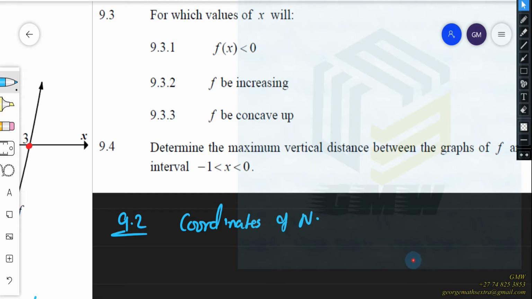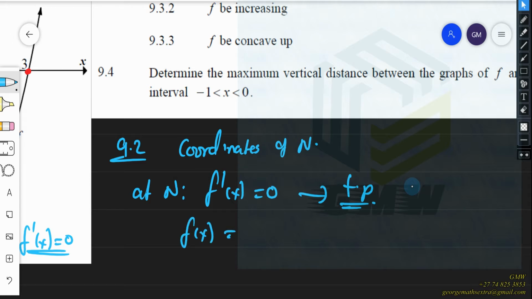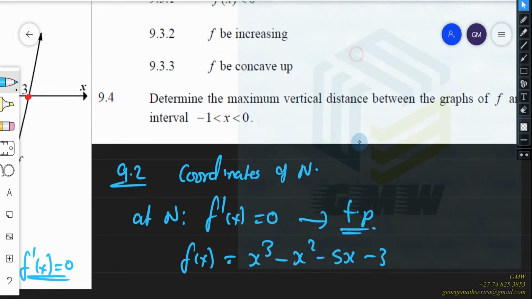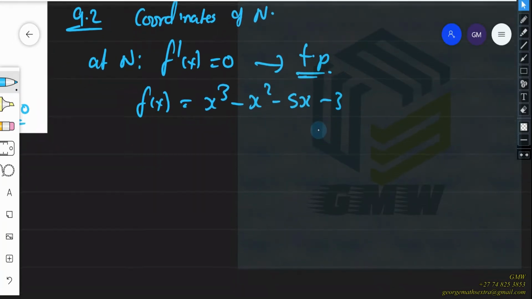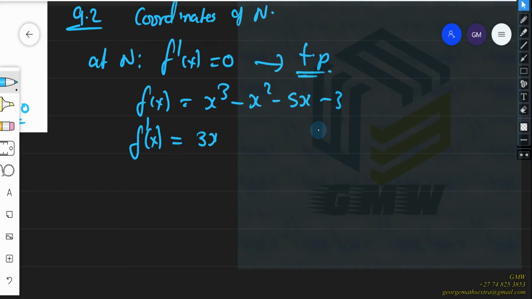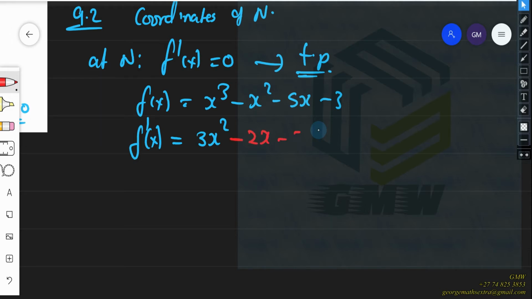Now, at n, the first derivative is equal to 0. We said this is a turning point. So our f of x is equal to x cubed minus x squared minus 5x minus 3 is the one given. Let me double check to be sure there. Now x cubed minus x squared minus 5x minus 3, right? So the first thing to do is to differentiate. So you get f prime of x is equal to 3x squared, let me change color, minus 2x minus 5. If you differentiate a constant, you get a 0.